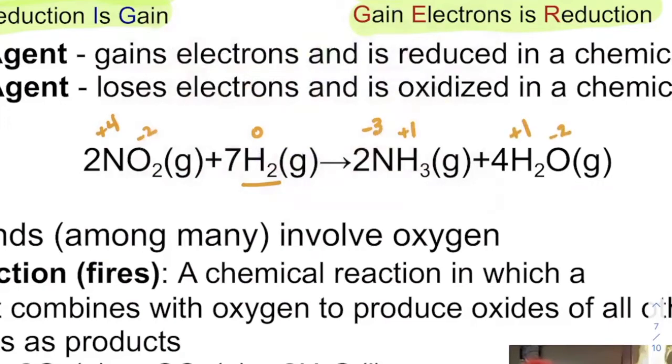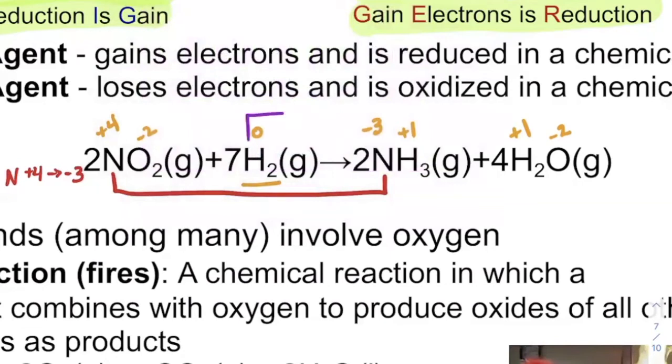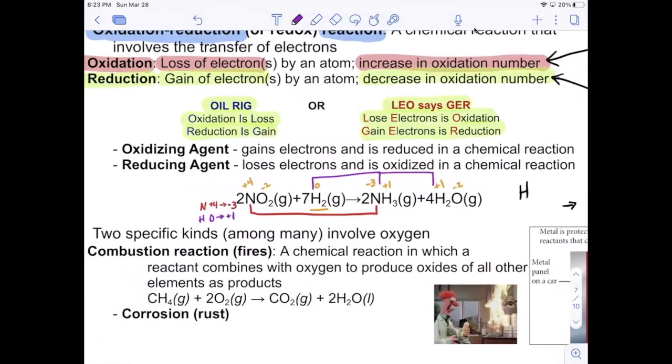And so if we look at this reaction, we see that nitrogen goes from +4 to -3. And our hydrogen goes from 0 to +1, in both cases. So remember the definition of oxidation is an increase in oxidation number. In this case, our hydrogen is being oxidized because it goes from 0 to +1. And the definition of being reduced is a decrease in oxidation number. +4 to -3 is a decrease, so the nitrogen is being reduced.